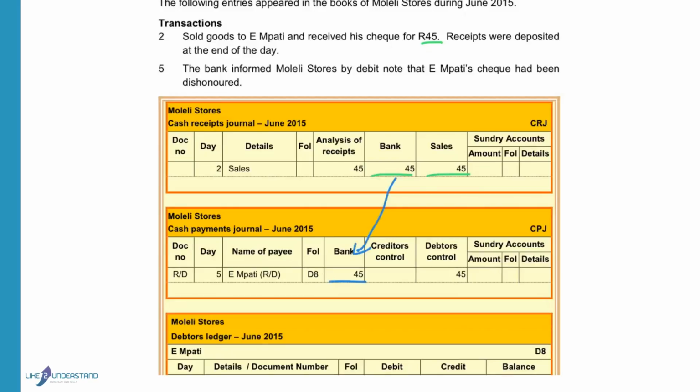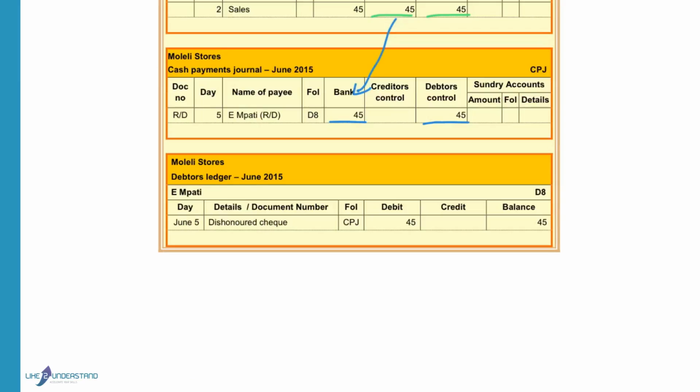The sales cannot be cancelled, therefore we will create a debtor to indicate that this person owes the money to the business. In the debtors ledger, a new account will be opened for this person, and we will indicate that the amount is outstanding as a result of a dishonoured cheque. We will debit his account because debtors are assets, and assets increase on the debit side, and we will indicate that the outstanding amount is 45 Rand.